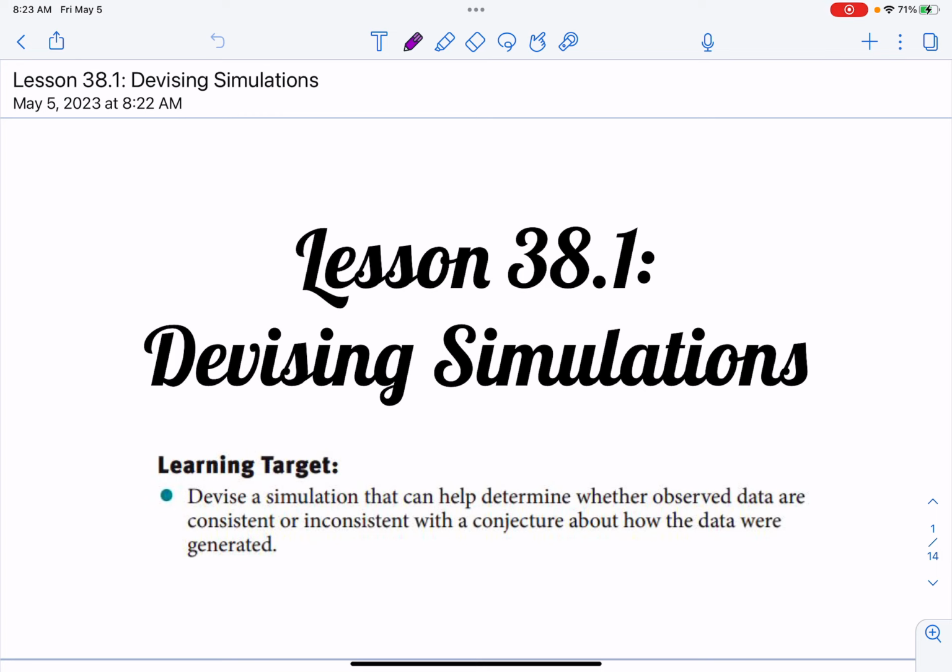So here's what we're going to do: we are going to do lesson 38.1. There is an arts and crafts type of thing in this section. I'm not going to require you to do it, but if you would like to, be my guest. It'll be a good time, okay?